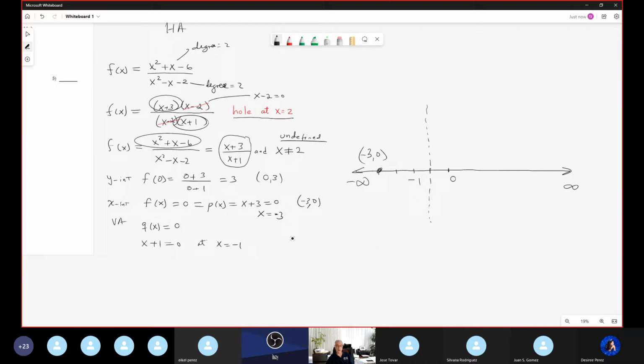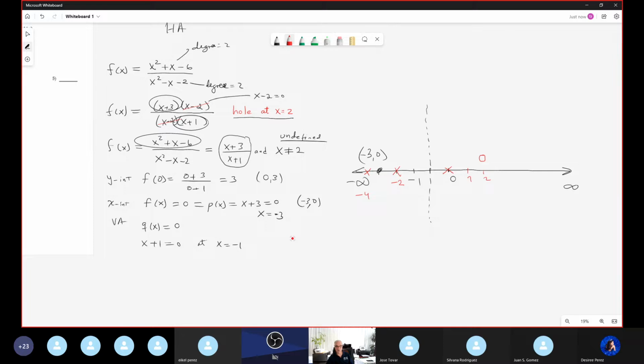So, in order to select the additional points I want to evaluate, maybe negative 2 is good, negative 4 is good, and maybe 0 is good, or 1, or 3, or 4. And remember, we have a hole at 2. Between 1 and 2 we have a hole, and the hole is represented like that. I don't know exactly how it looks, but it's represented like that.